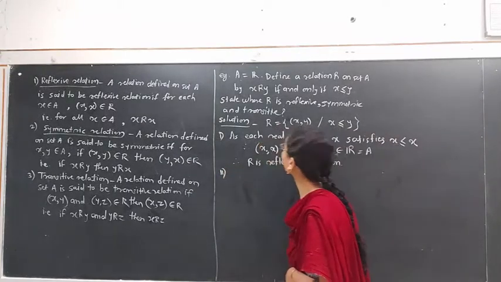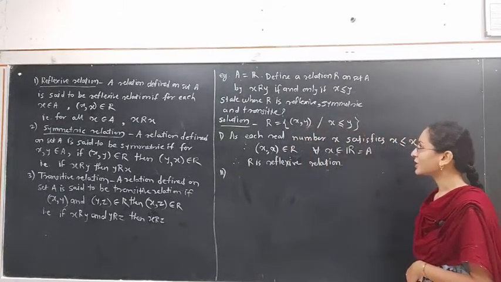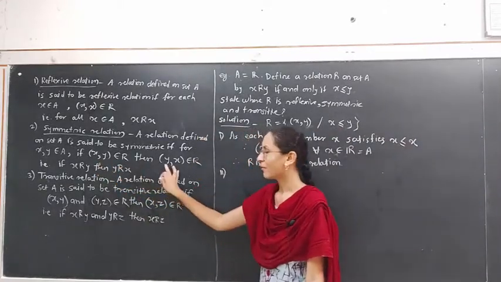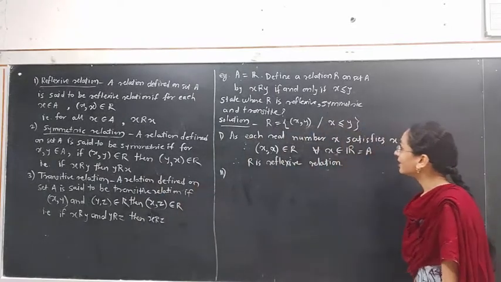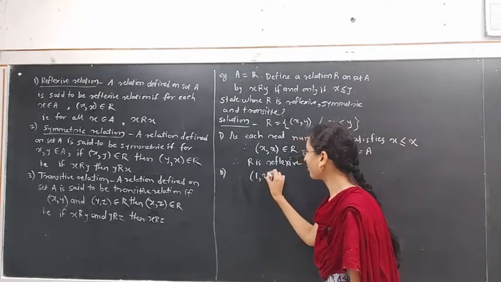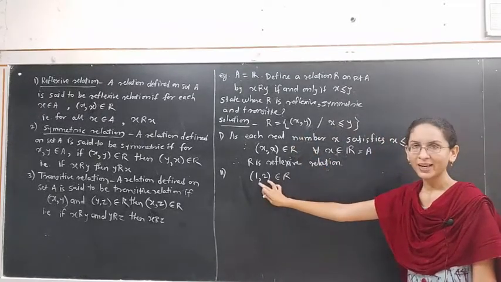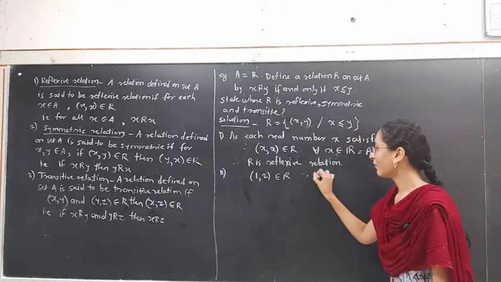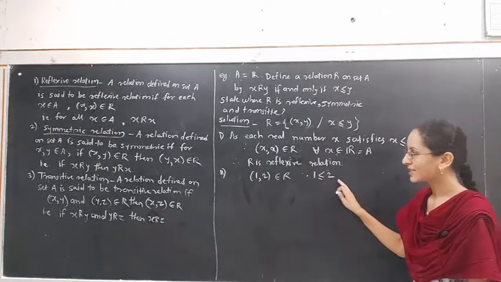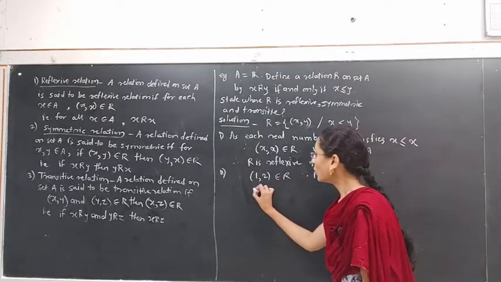Second, we check whether it is symmetric or not. What is the definition of a symmetric relation? If the ordered pair (x, y) belongs to R, then (y, x) also belongs to R. For example, the ordered pair (1, 2) belongs to relation R, as these two elements 1 and 2 satisfy the condition 1 less than or equal to 2. As 1 is less than or equal to 2, we say (1, 2) belongs to R. But we cannot say that (2, 1) belongs to R.